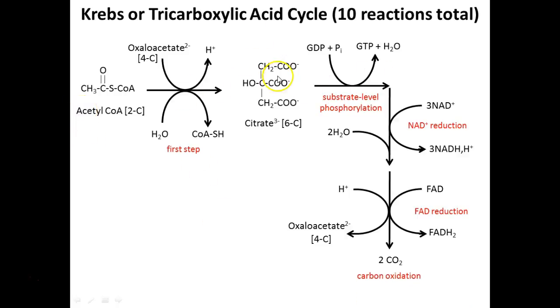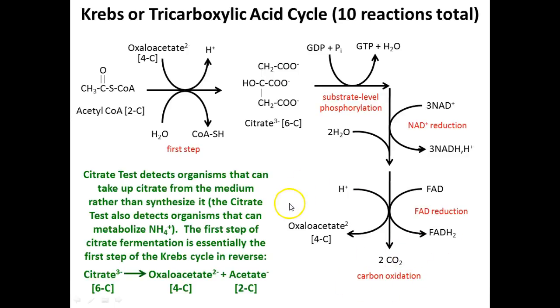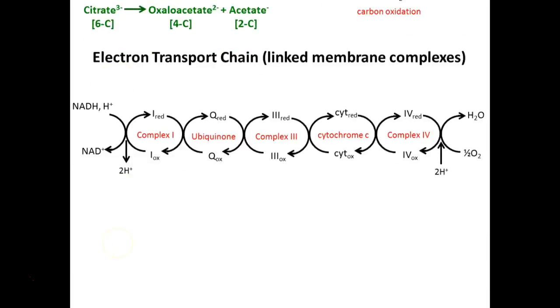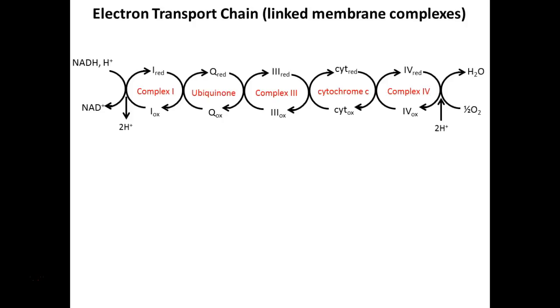So reduced means gained electrons. The carbon, on the other hand, has lost electrons. It's been oxidized. So the citrate test detects the take-up of citrate from the media. It's not about whether it's synthesizing or making it. It's whether it's taking it in from the media. So we put citrate in the media, and we're testing to see if your organism takes it in. Can it take it in and then process it through the Krebs cycle?